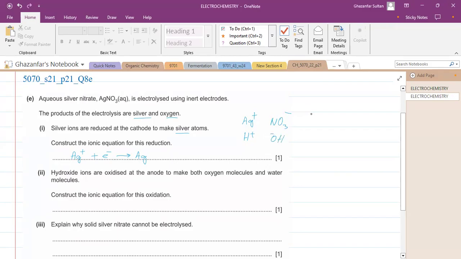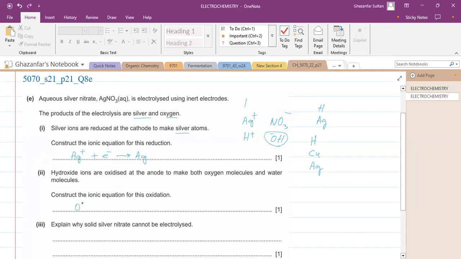But in the electrochemical series, silver is below hydrogen. So if silver is below hydrogen, that's why preferably silver will be reduced. If you see the electrochemical series, hydrogen is above copper and copper is above silver. So preferably silver ions are reduced. So you got the silver. And among the nitrate and hydroxide, preferably hydroxide ions are oxidized.